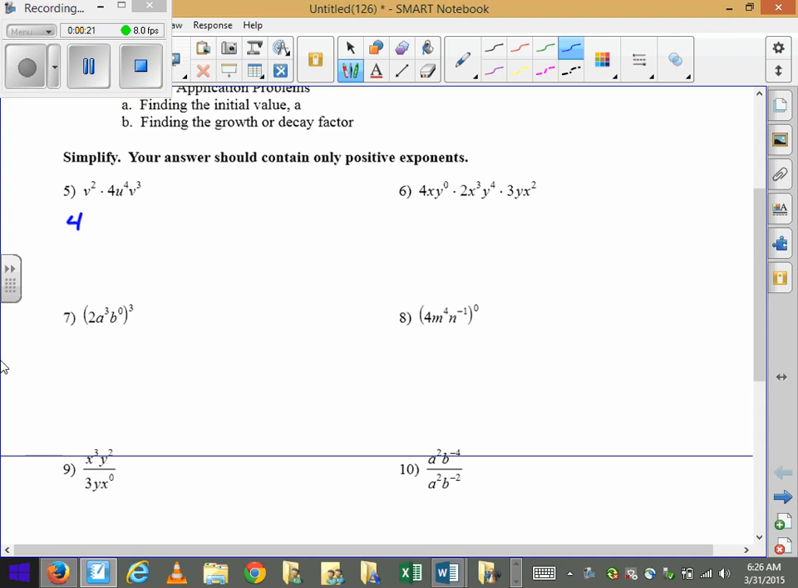5 v's and 4 u's. Nothing needs to move because we don't have any negative exponents. Number 6, we don't have any negative exponents either.